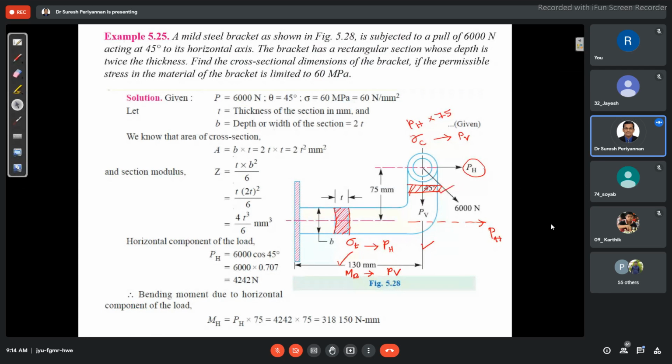Suppose I am taking the cross section Z here, then PH and PV both play an important role. So last time I didn't clearly tell this information. The appropriate information I have told now, please correct it. If you have any doubt, you can ask me now.